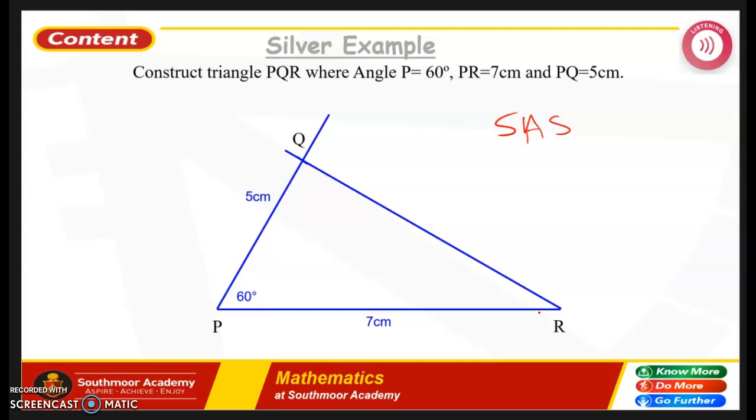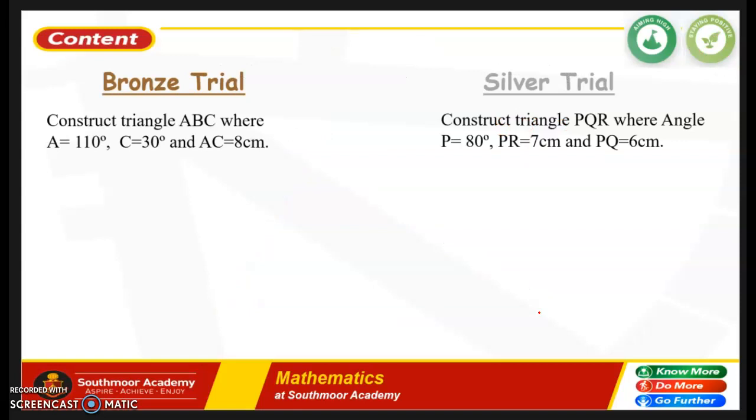Okay, so rewind the video if you have to. We are going to move on to our trial questions now. So here are your trial questions. Remember, do a sketch of how you think the triangles are going to look. Okay? I'm going to pop your answers on the screen, so make sure you pause the video here to allow the students time to have a go at the question. So your answers are going to come up now.